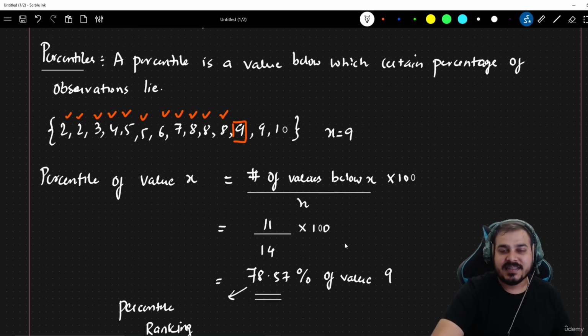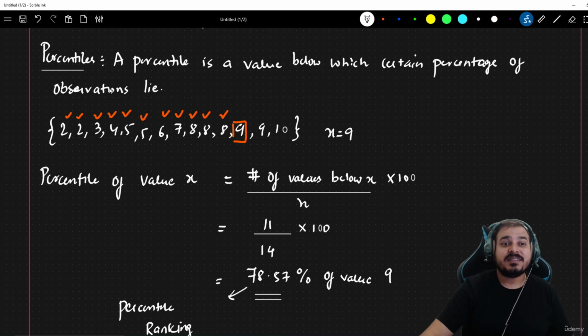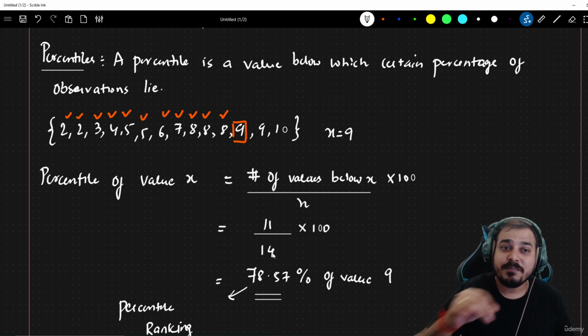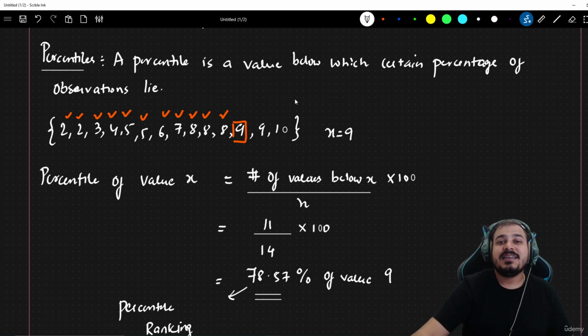This basically says that 78.57% of the entire distribution is less than value 9. Again, I'm going to repeat. What this is saying is that 78.57% of the entire distribution is less than 9. This is very important to understand.